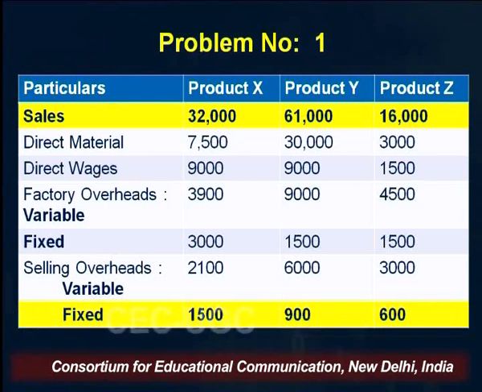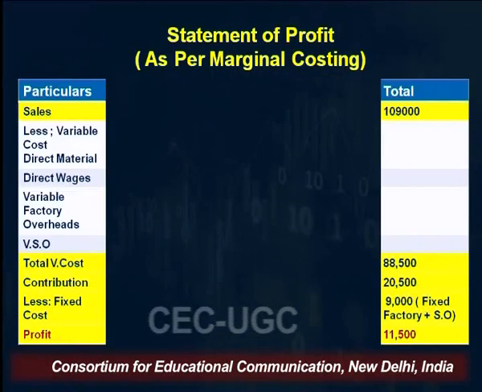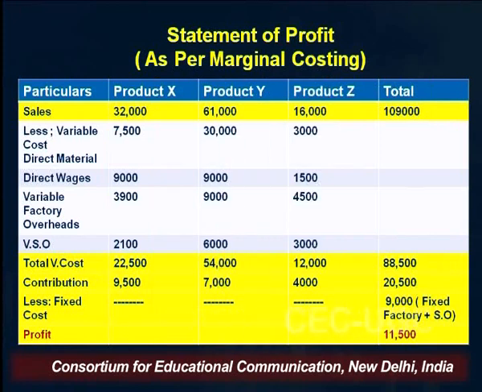One is factory, another is selling overhead, and in both the categories they have fixed and variable overheads, and you have to prepare a statement of profitability, or you have to ascertain the cost as per marginal costing as well as absorption costing, right? Now I'll first show you the statement of profit as per marginal costing.